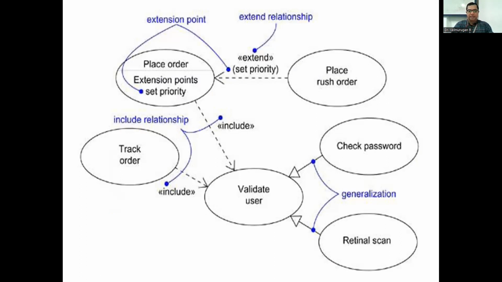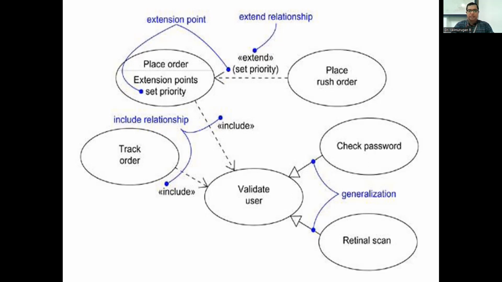Furthermore, quite a different example is given over here, in terms of placing an order. There is a place order use case, a place rush order use case, track order, check password, validate user, and retailer scan. In the place order use case, there is an extension point, set priority. So forget about that extend thing. There is a validate user.